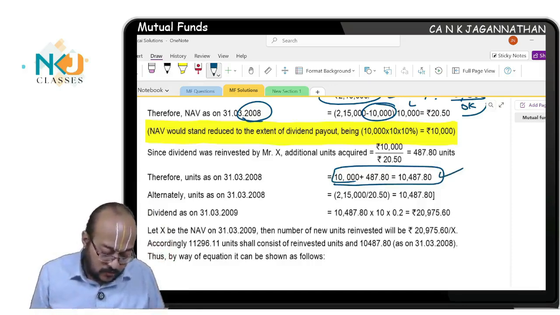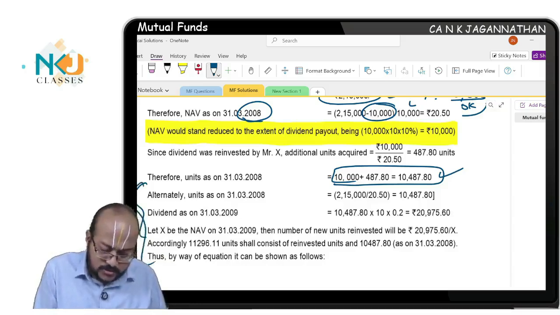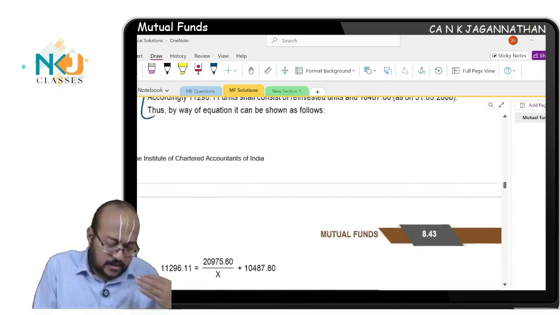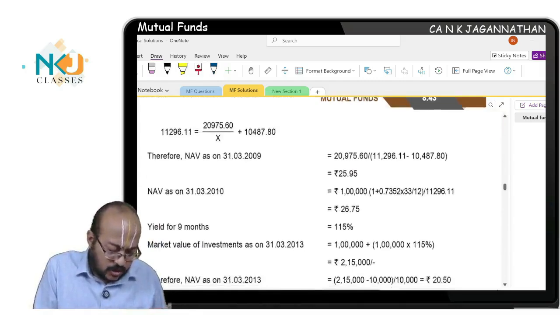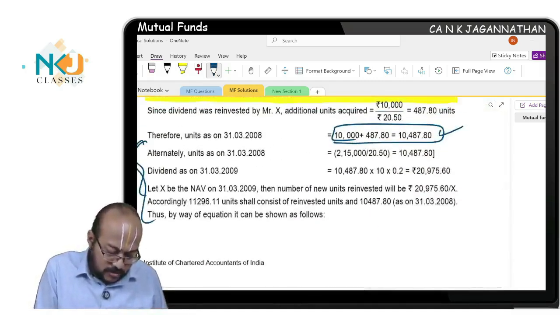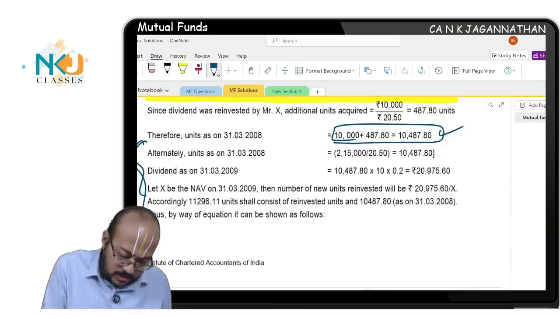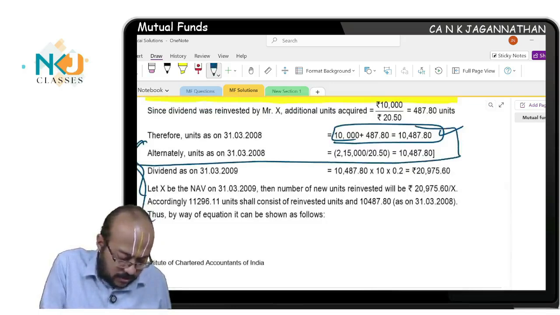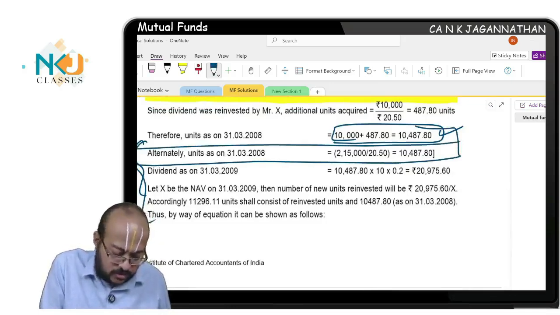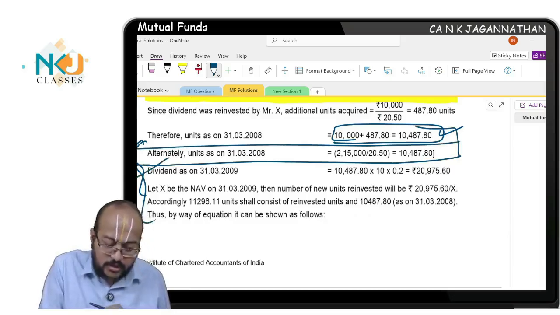No issues till now. Okay, I don't want to show the alternative. I assume that whatever we discussed is clear. Okay, now we will move on to the next issue. See here, these are all alternatives given. Now come to the third issue.